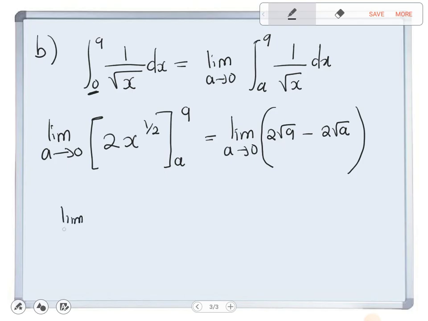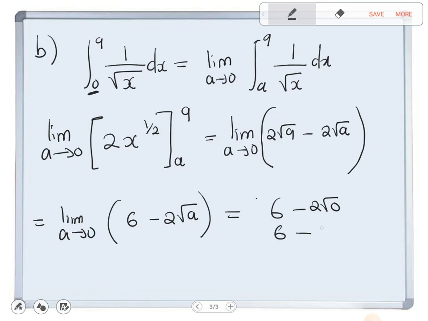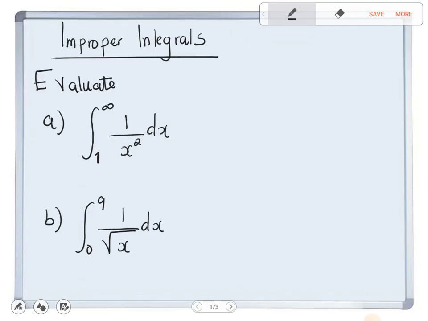So we have the limit as a approaches 0. This gives us 6 minus 2 root a. Now, this is where I want you to pay particular attention. If I substitute 0 there, I'll end up having 6 minus 2 root 0, which will be 6 minus 0, giving me 6 as the answer. So this is how you work out improper integrals, and I hope that you enjoyed the video. Cheers.